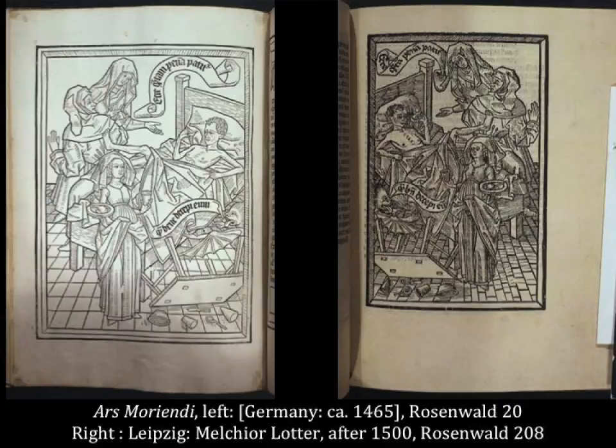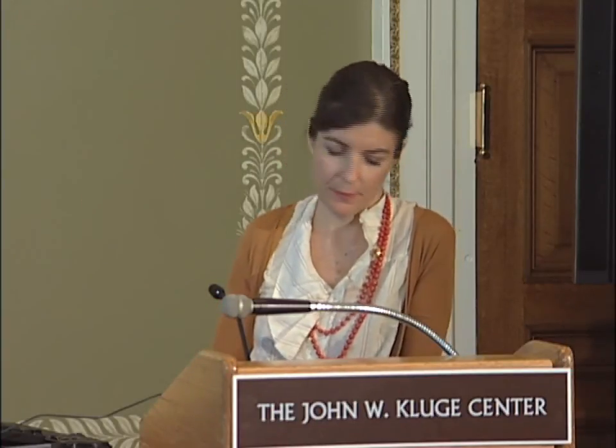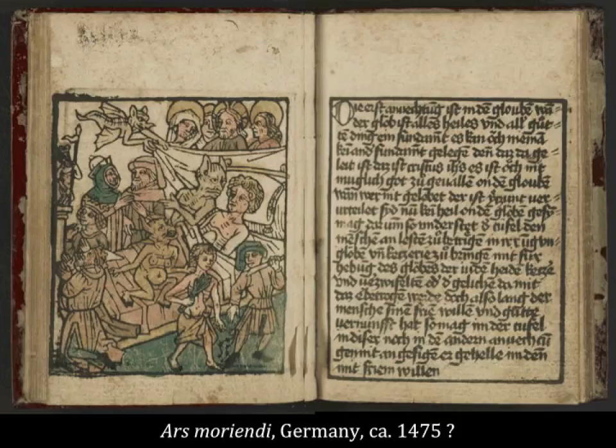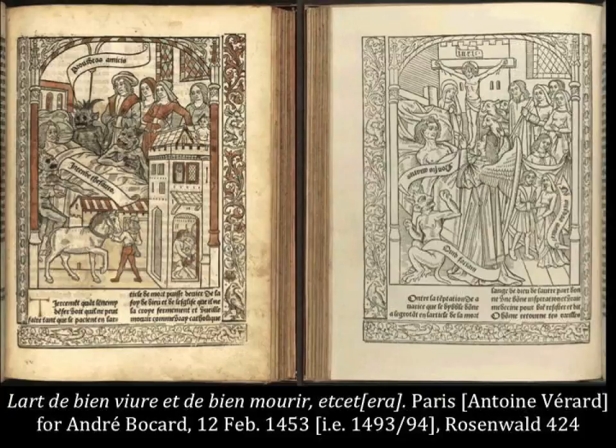These two are German, and you can see how the copies are often in a mirror form. And this is a very tiny edition, always German. And this is a French edition of the same text with copies of the same iconography.